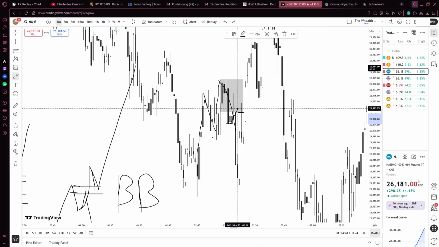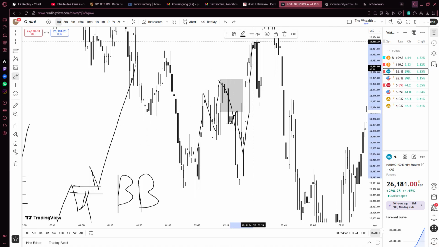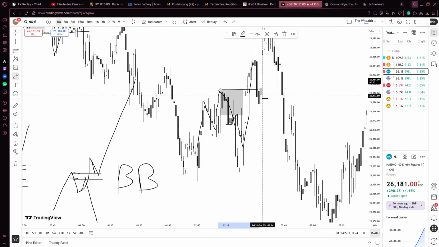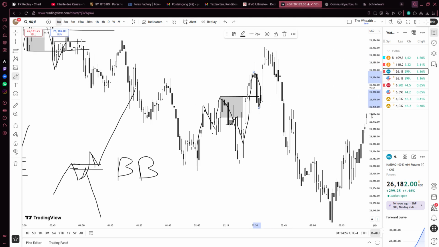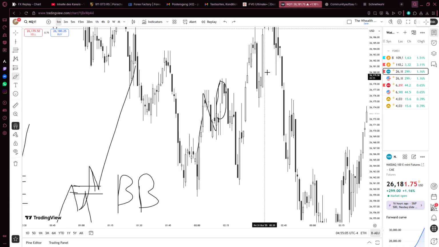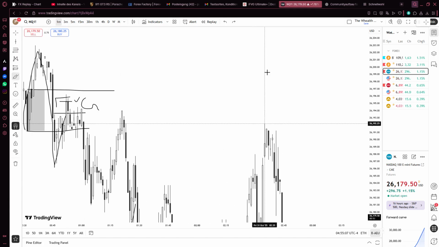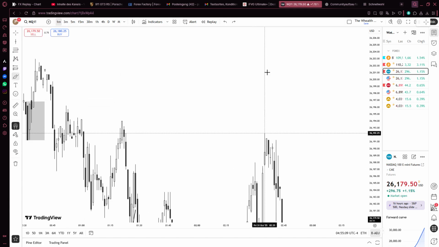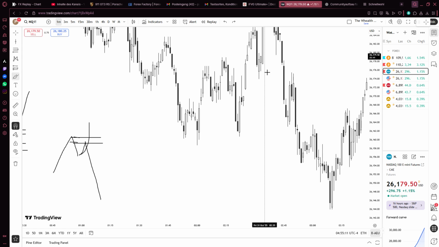We come up, we tap back in, we come down, we inverse it. What does it become now? Right, a breaker block. We tap back into it perfectly, and we distribute higher. Exactly, perfect. Now you know everything about breaker blocks and order blocks, but I'm gonna show you a few more setups.